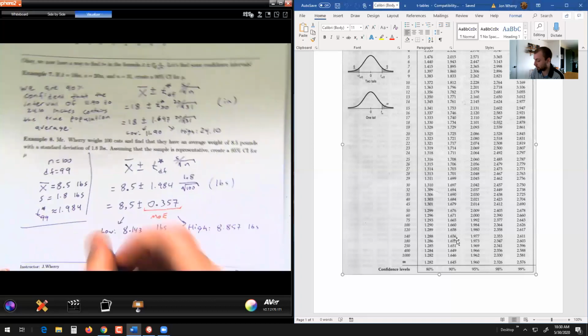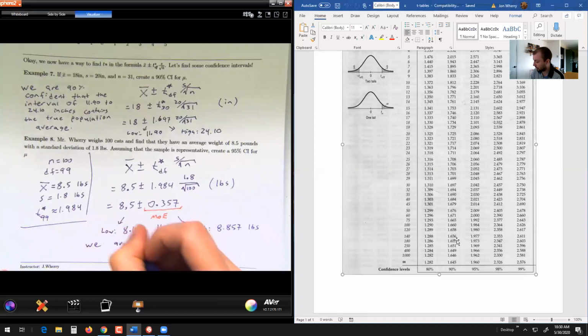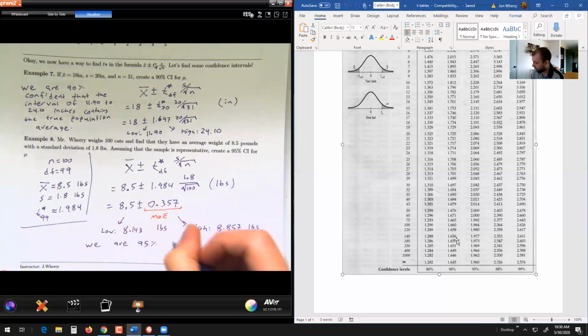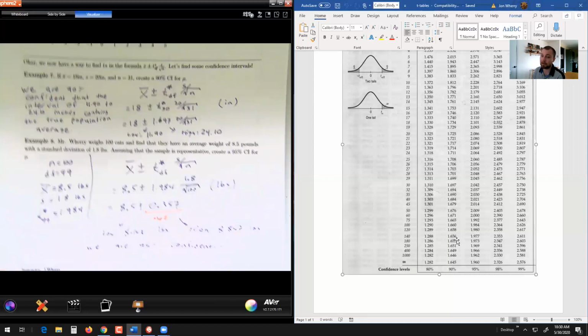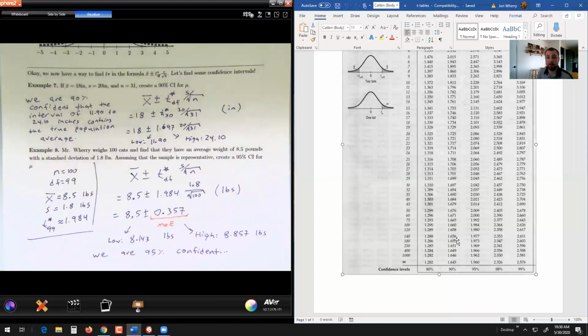Whenever you have an interval, you should write out your sentence. We are 95% confident. You should really write out the whole sentence here. Let me finish that sentence. We are 95% confident that the interval of 8.143 to 8.857 pounds contains the true average weight of a house cat. So this is kind of interesting. I'm able to make a conclusion about the entire world population, and I only sampled 100.